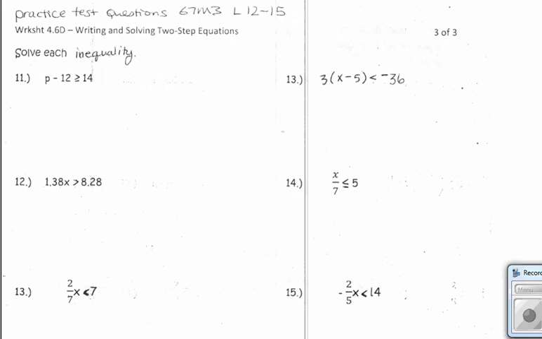This is Mrs. Zappia with the answer key for the practice test for Grade 7, Module 3, Lessons 12 through 15, Inequalities. On the first problem, it says to subtract 12 from P.